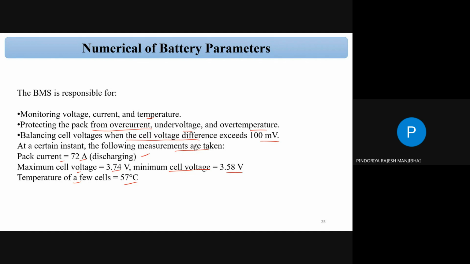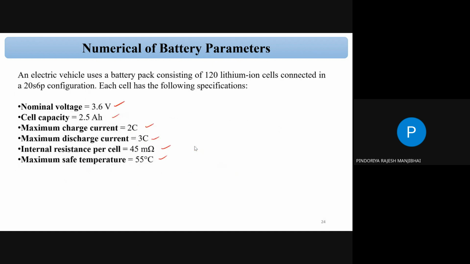Okay. So starting one by one. Any student, how many series and parallel for this numerical? For this numerical, how many cells are connected in series and how many cells connected in parallel? Yes, Niroj, are you there? 20 cells in series and 6 in parallel. Correct. So based on this numerical, we can get the data from this digit.